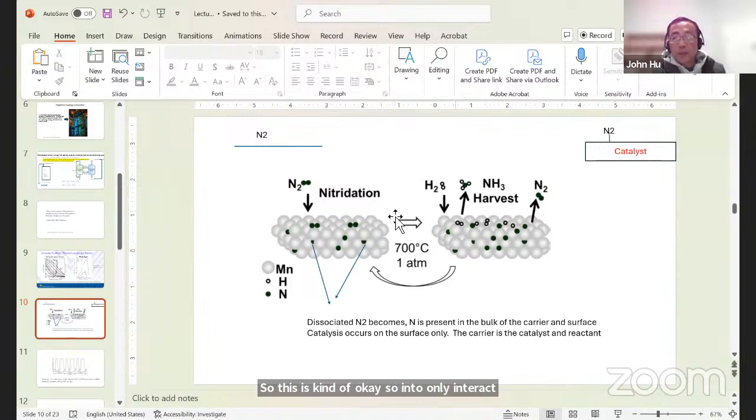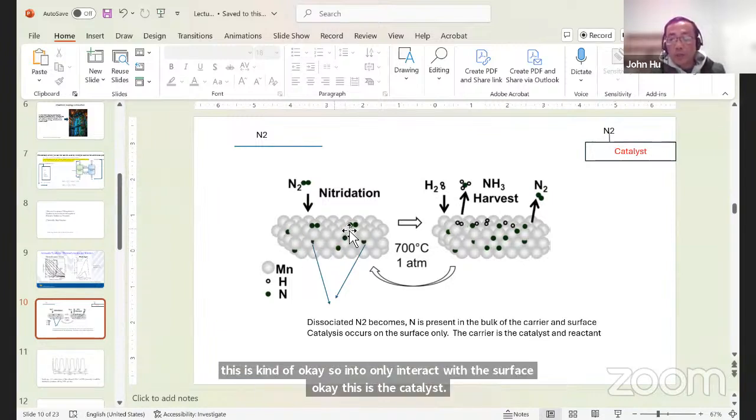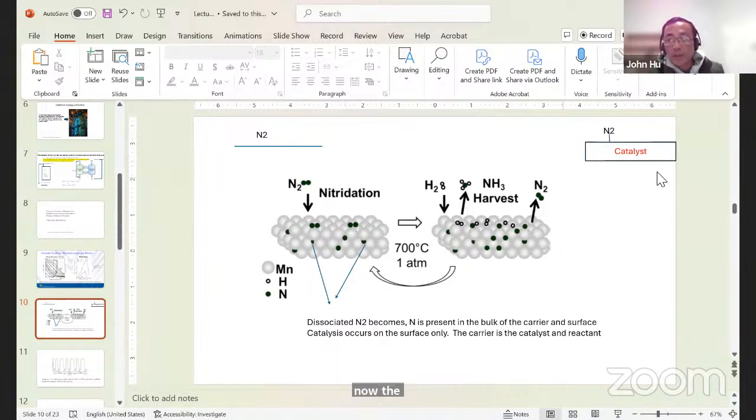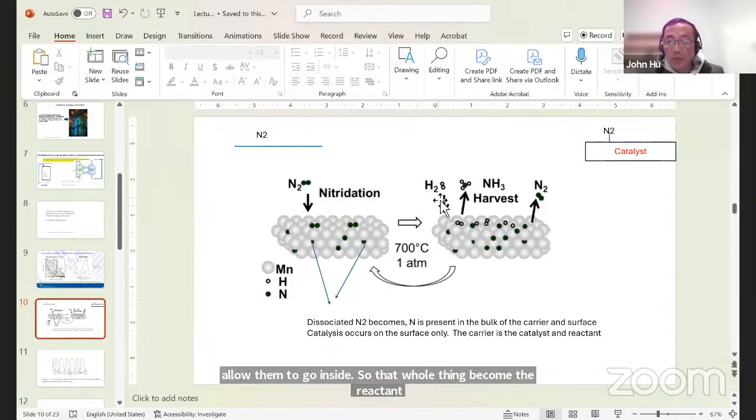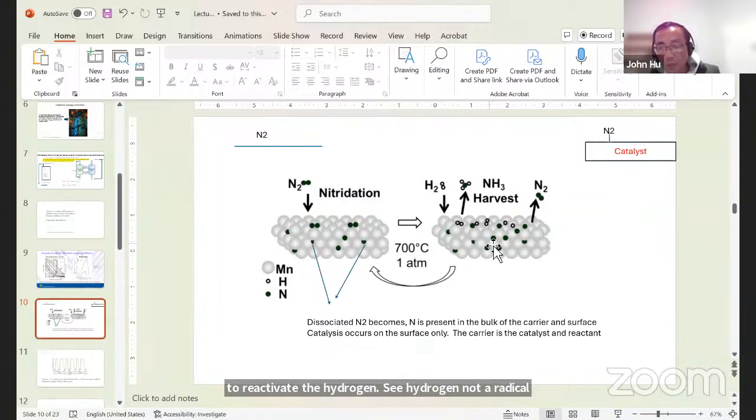Now the metal nitride is more than a catalyst. The N2 goes into the bulk, and this nitride does have N2 on the surface, see, these two black dots, but a lot of N2 goes inside. So the whole thing becomes the reactant to react with the hydrogen. Hydrogen not only reacts with the surface, but more than likely reacts with the bulk.